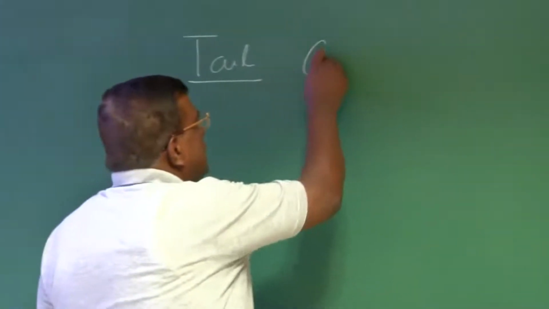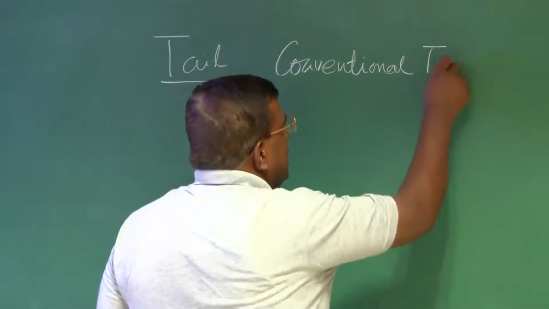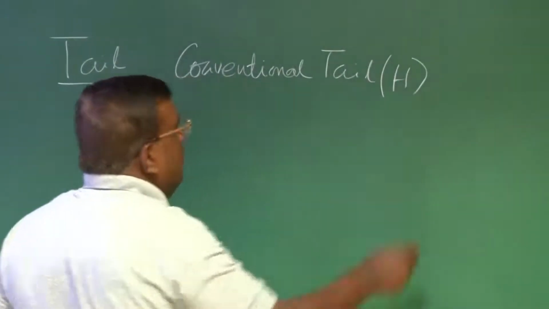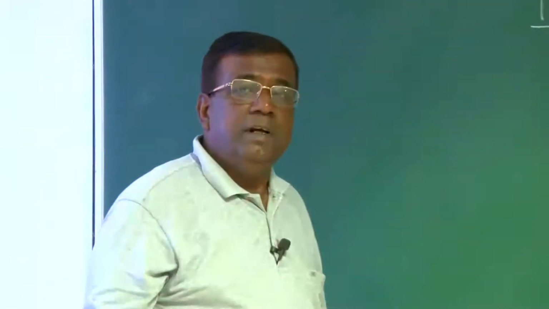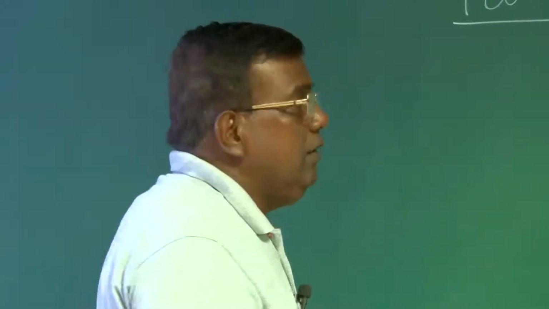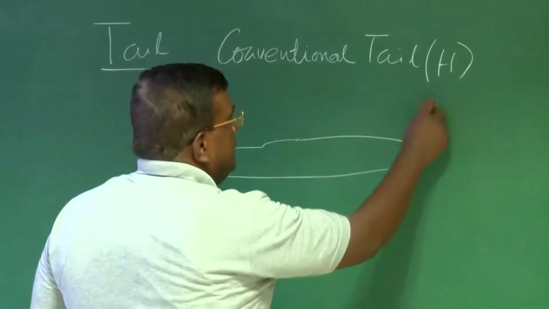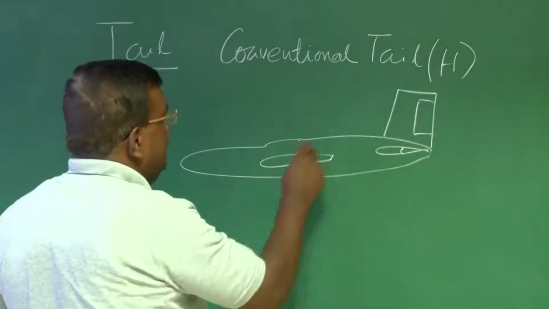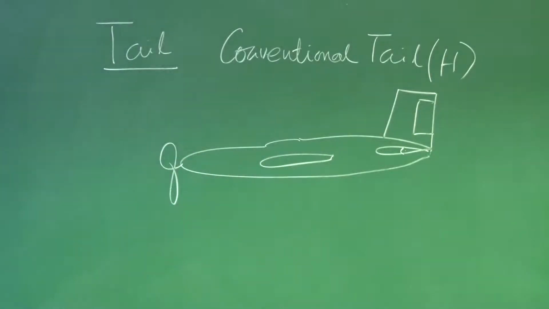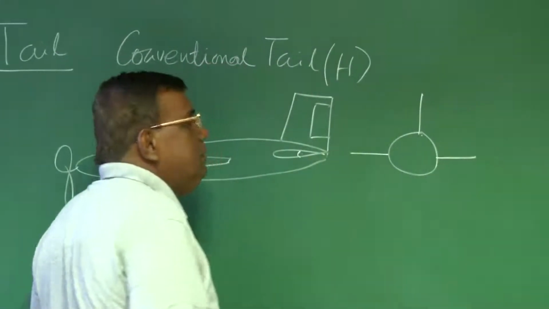When I say conventional tail, here tail, I mean horizontal tail. You understand for a conventional aircraft, there is a horizontal tail, which is horizontal stabilizer, and there is a vertical tail, which is vertical stabilizer. If you see for a conventional tail, the airplane will be like this. There is a vertical tail, there is a rudder, there is a horizontal tail, there is an elevator, and there is a wing, and maybe engine here. And if I see the front view, it will be something like this. This is typically a conventional tail.